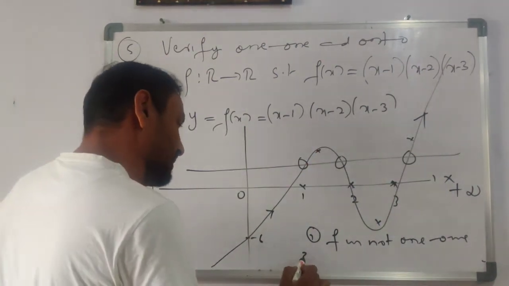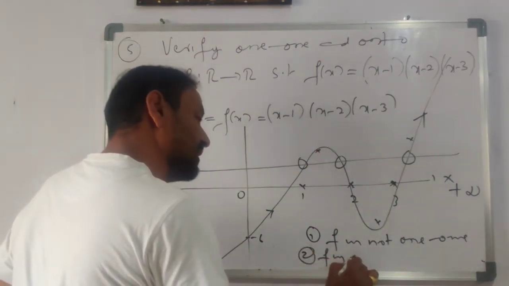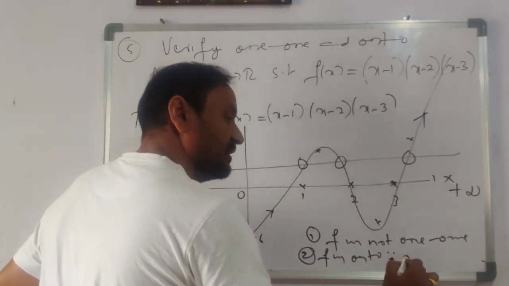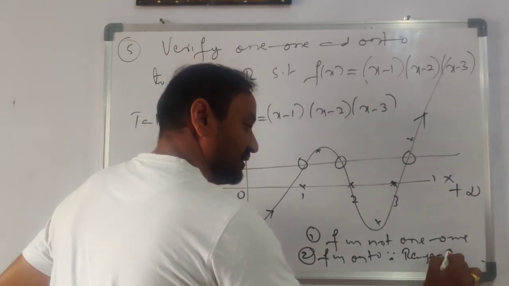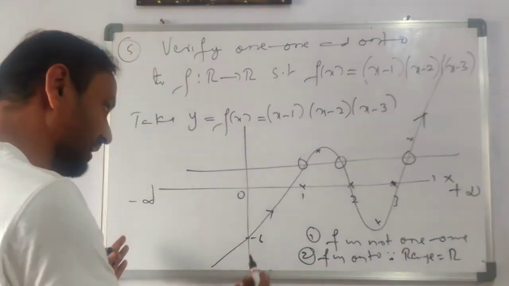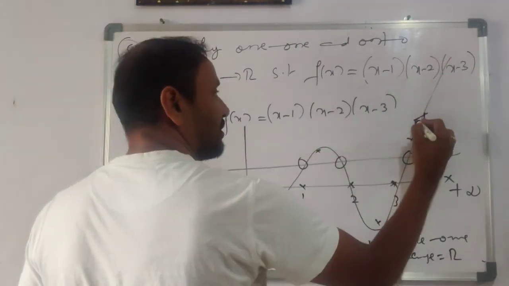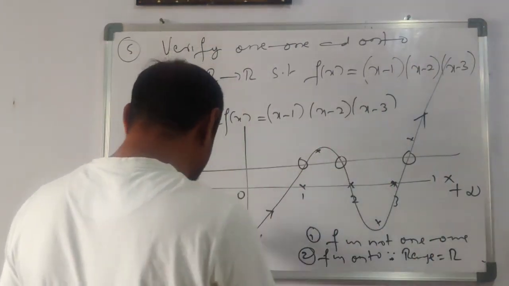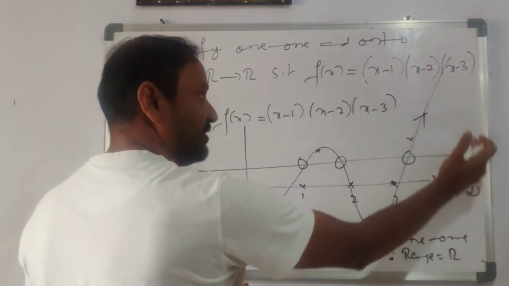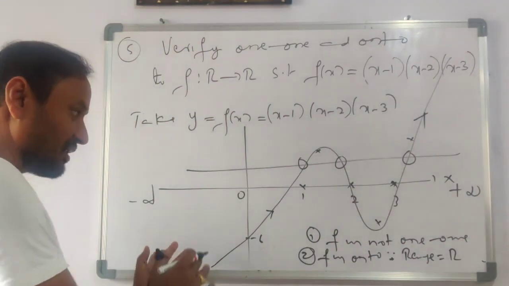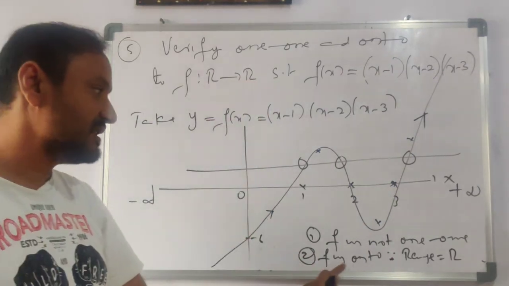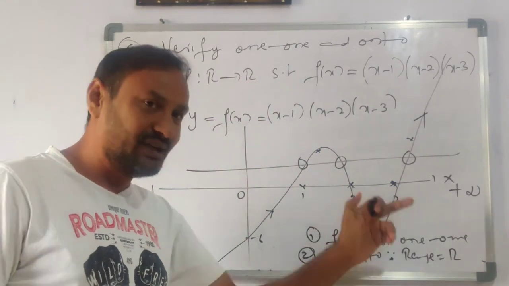And number 2, f is onto, since the range is equal to R. That means range equals codomain. What is the range? Minus infinity to plus infinity. The graph clearly reaches plus infinity and starts from minus infinity. When x tends to minus infinity, f tends to minus infinity, and when x tends to plus infinity, f tends to plus infinity. So the range is R, equal to the codomain. That's why f is onto. So f is not 1-1 and f is onto.